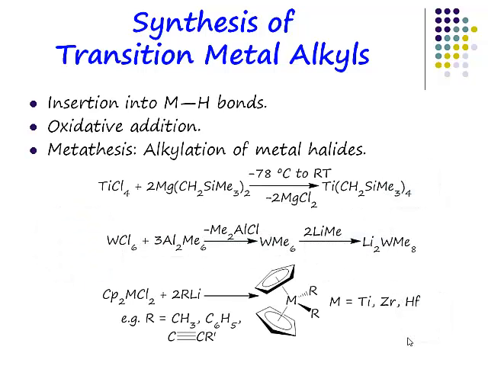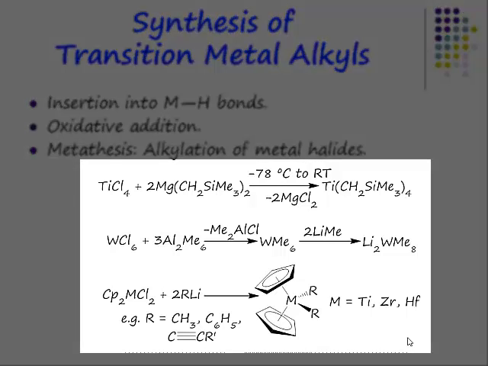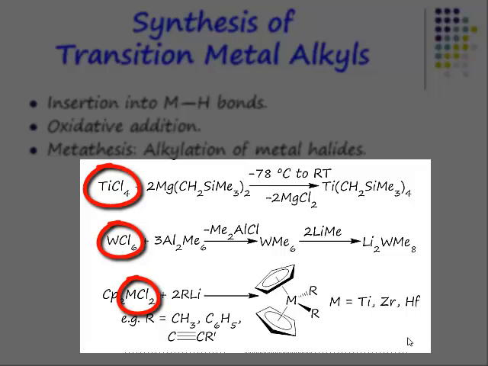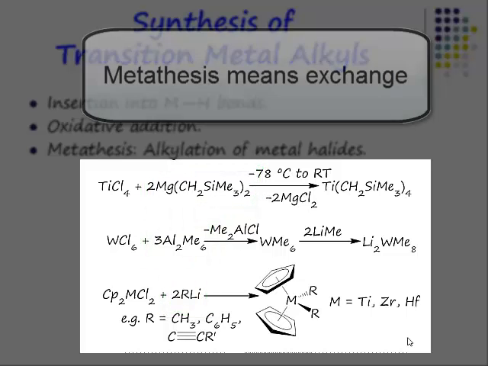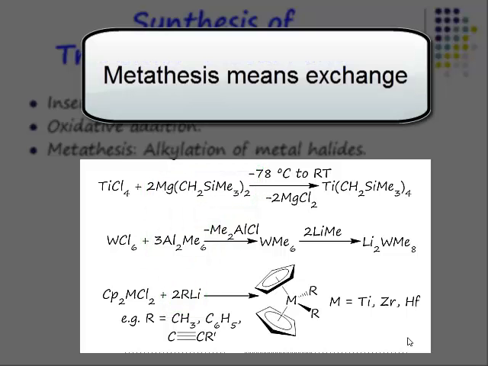But the most common way I'd expect you to be able to do this is through metathesis. So if you're asked for a model way of making a transition metal alkyl, I'd expect you to come up with syntheses that look like this. We start with a metal halide and a more electropositive organometallic reagent, so a Grignard reagent or a diorganomagnesium or an organolithium reagent. We do a metathesis, which means exchange. We eliminate lithium or magnesium chloride and we make a new complex.